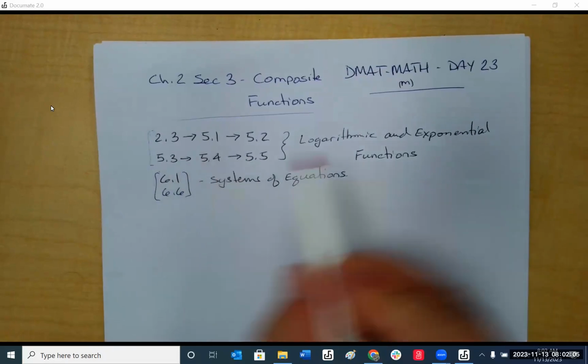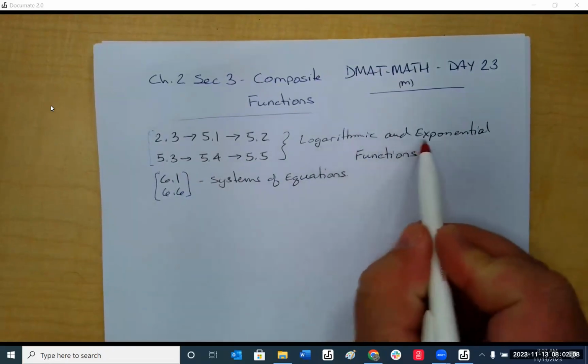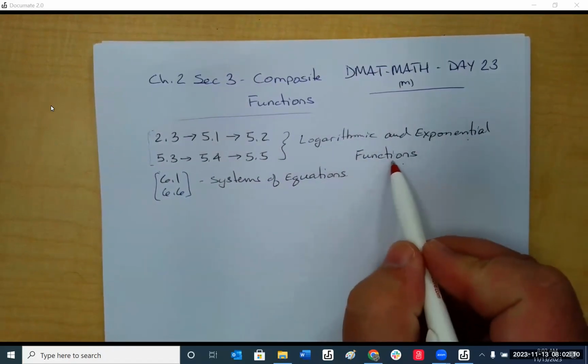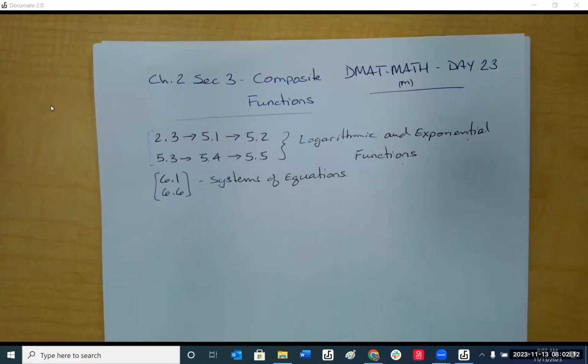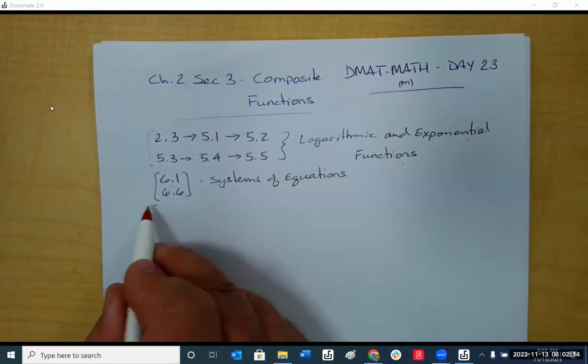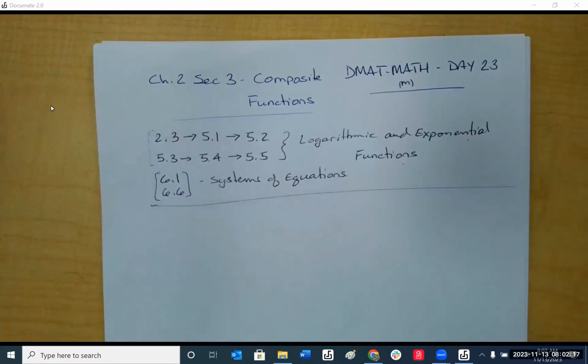In chapter 5, we're going to deal with something called logarithmic and exponential equations, or functions. And then chapter 6 is systems of equations. It's a continuation of what we did in chapter 1.